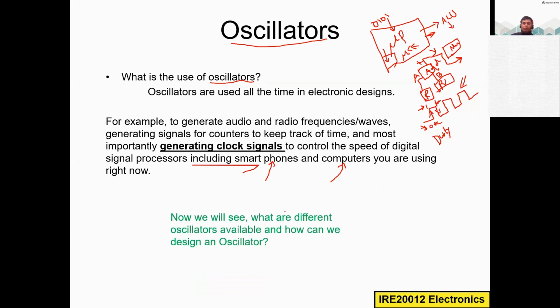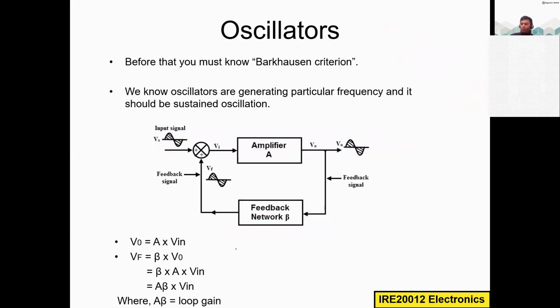So now we will see what different oscillators are available and how we can design an oscillator, because that is an important part, since you are in this course on electronics, especially in this section. We are only going to see what the available oscillators in the industry are and how you can design one oscillator.